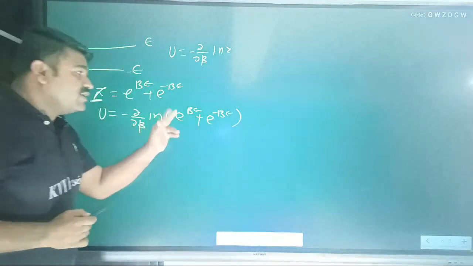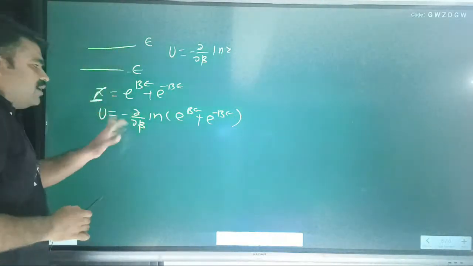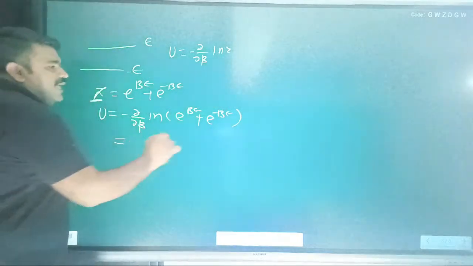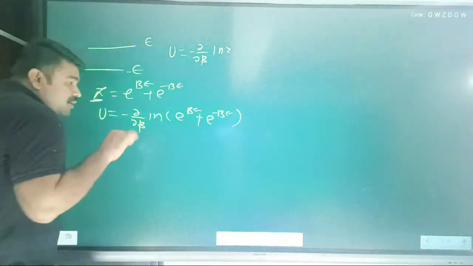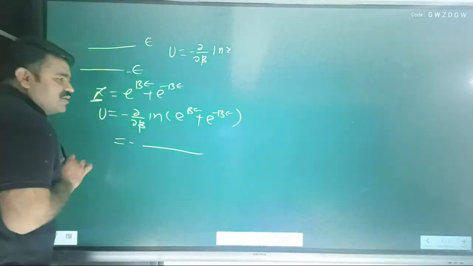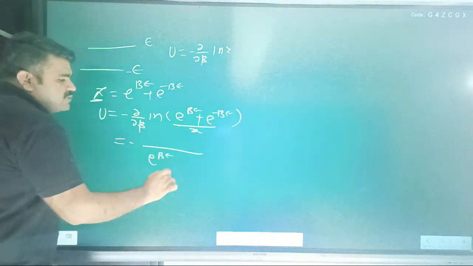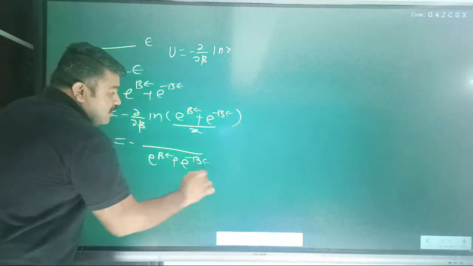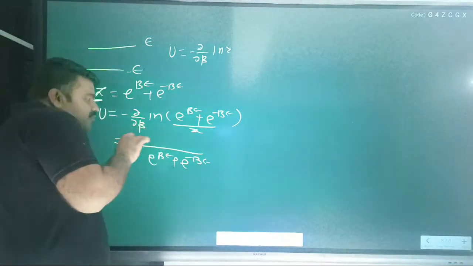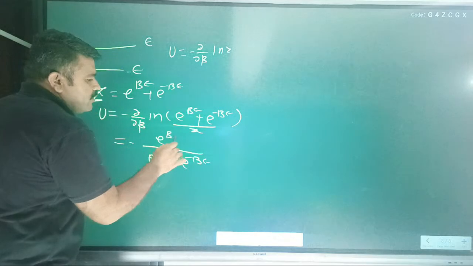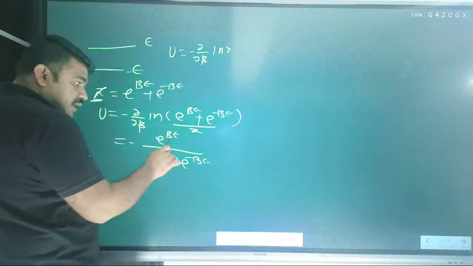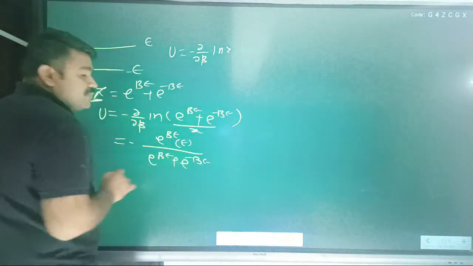In this case, which quantity is available? Beta is available. Take the derivative with respect to beta. Then the derivative of ln x is 1 by x, with the minus outside. x is nothing but this one, e to the power beta epsilon plus e to the power minus beta epsilon. And what is the derivative of this function? e to the power beta epsilon into the derivative of this function, epsilon.